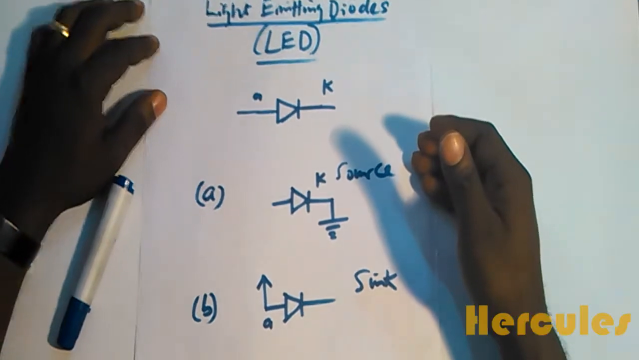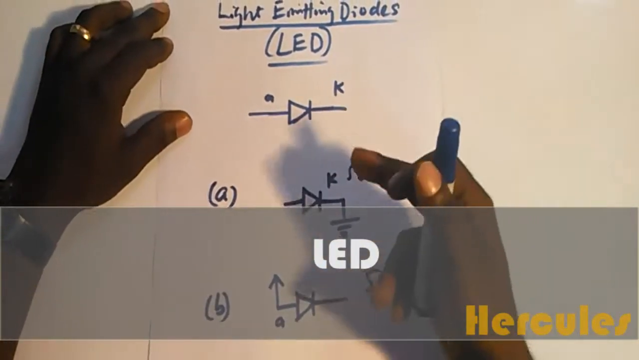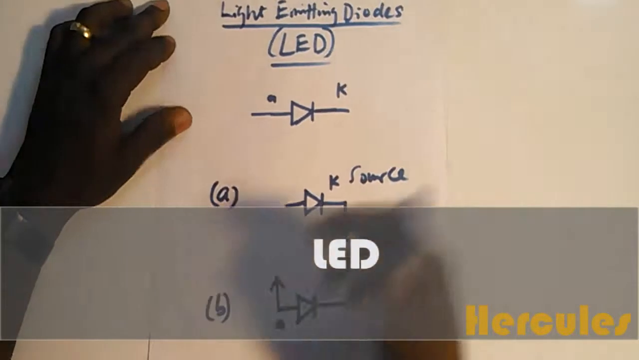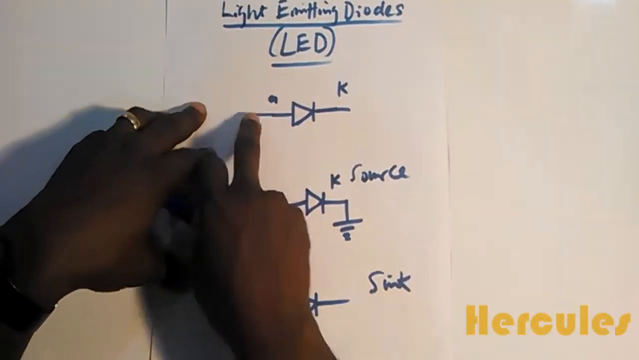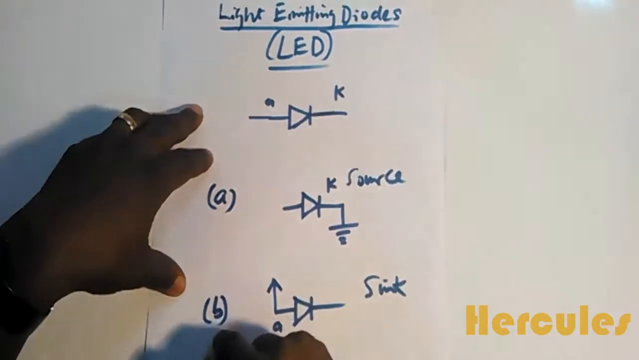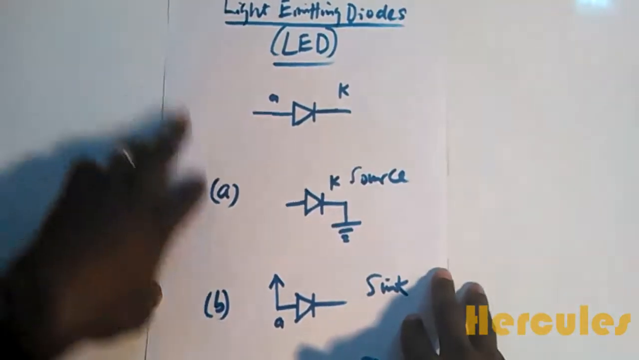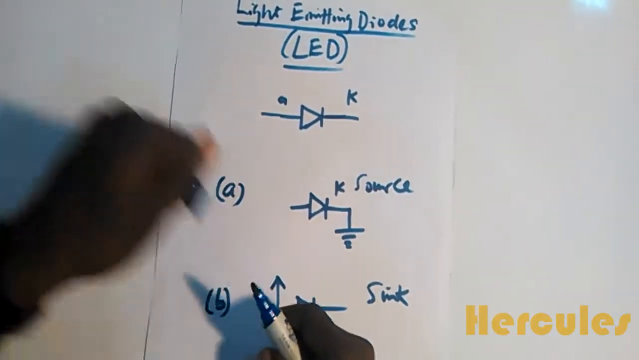Most LED 7 segments are actually based on LEDs. LED is light emitting diodes, and basically they have two terminals. They have the anode and the cathode terminals. Okay, so you can see that from here.